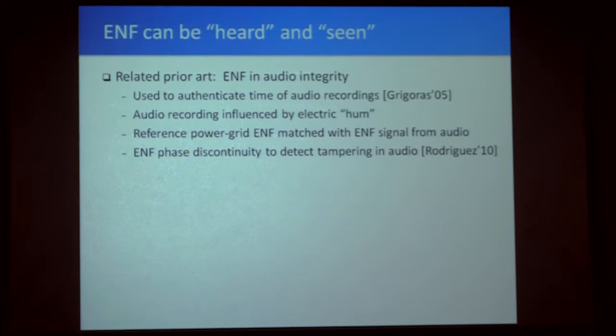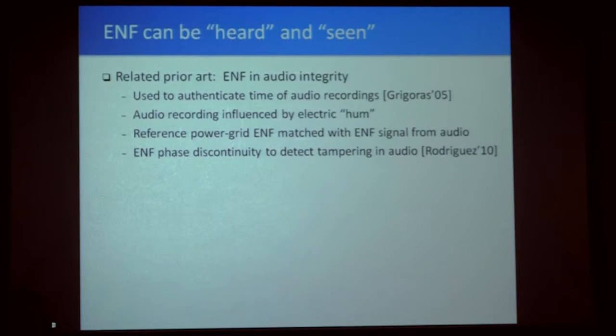So when I first learned of this work, the pioneering work from Grigoras in the audio engineering community, I was very fascinated by that. And being a visual person, my immediate question is, the sound signal is quite intuitive.